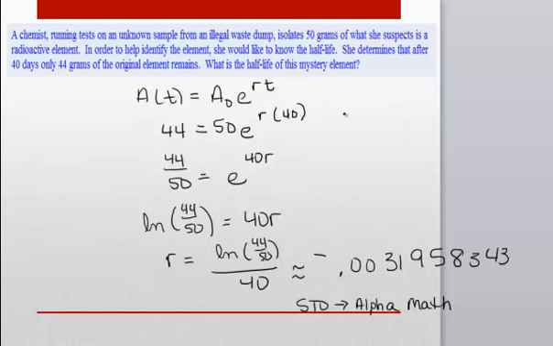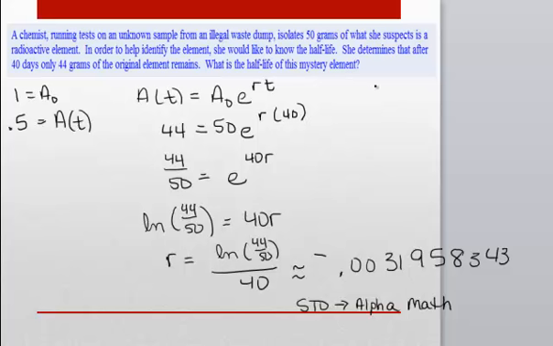So now that I have that rate, I need to know what the half-life is. Well, half-life is how long it takes for 1 gram to decay to half a gram. So if we start with 1 gram, that's going to be the original amount. And if we end up with half a gram, that is how much is left after that much time has passed. So that time was what we're actually looking for, the half-life.